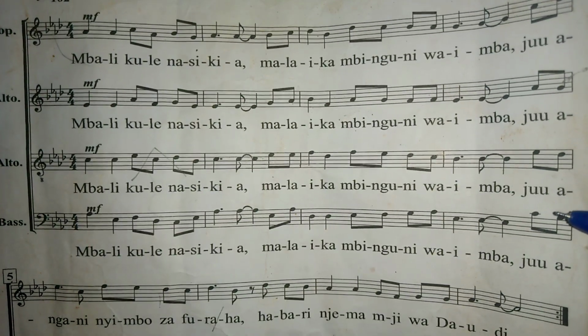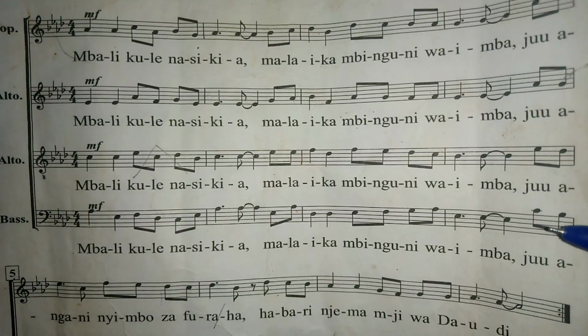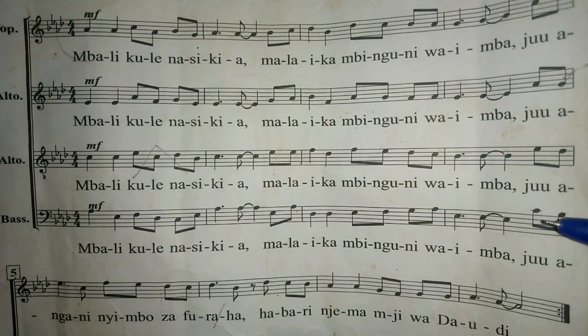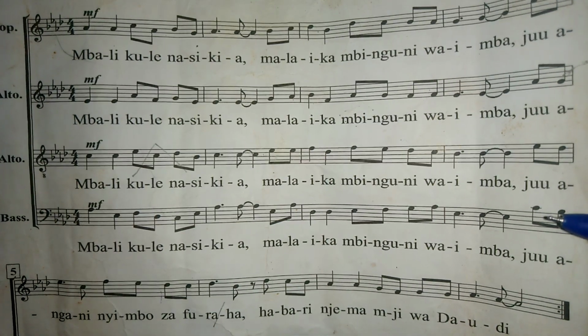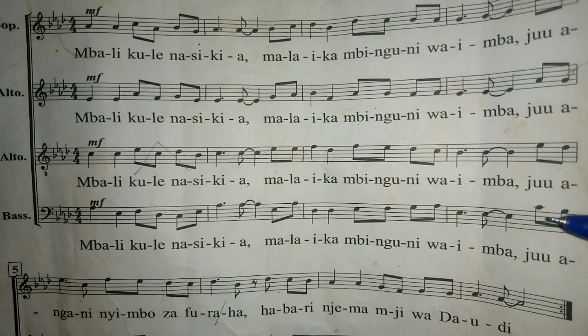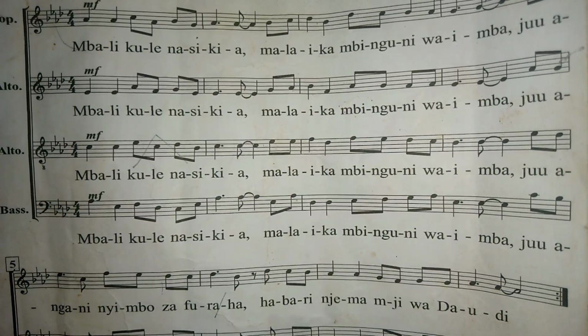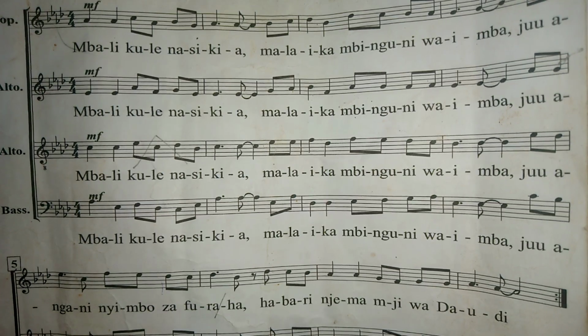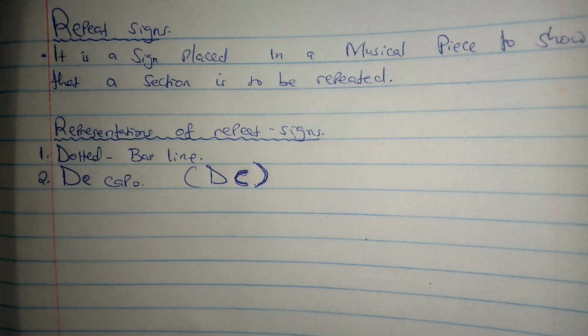Now, what happens when we want to repeat from the beginning but end the music just before we reach the repeat sign again? We have representation number 2 of a repeat sign, and that is the use of da capo, abbreviated as DC, as shown on the screen.